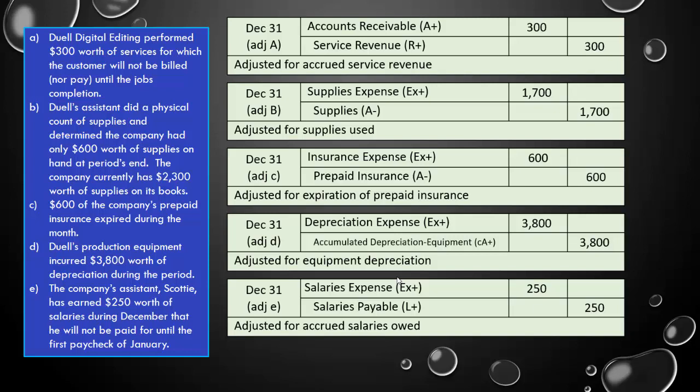Debit to salaries expense for $250, but we're not actually paying Scotty at this time, which means we can't credit cash because no cash is changing hands. What we have is that we owe him for the salaries, which makes it a liability every time we owe something. So we're going to increase our salaries payable liability by the amount that we owe him, which was again $250. Debit to salaries expense, credit to salaries payable for how much we owe Scotty, which is $250.